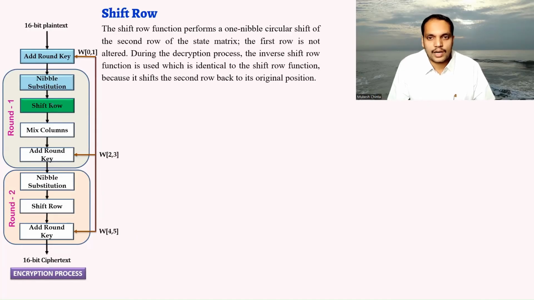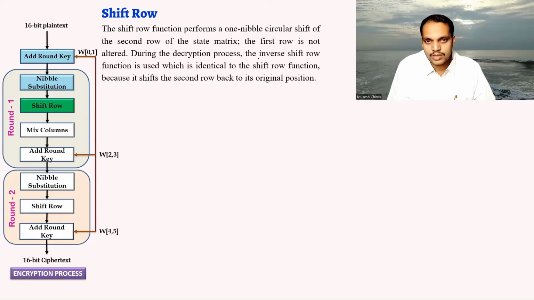So these two are done. And the third operation that we are going to discuss is something called a shift row operation. The shift row function performs a one nibble circular shift of the second row of the state matrix. The first row is not altered. You have to remember this.